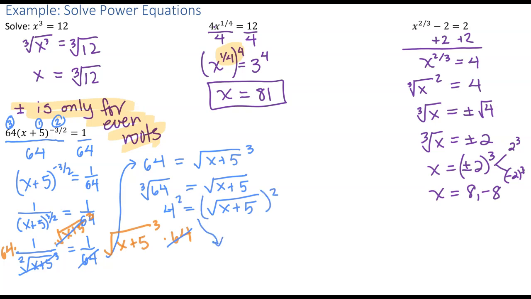I don't know why it's so tempting, but it's really easy, even if people would know better if they thought about it, to just kind of go on autopilot. And I'll see people use square roots to get rid of square roots, and that's not quite right. You want to use the inverse operation. So 16 equals x plus 5, which means x equals 11 is our answer to that one.